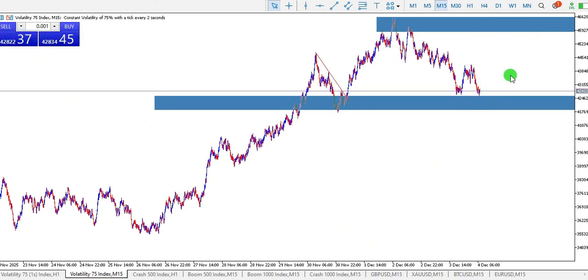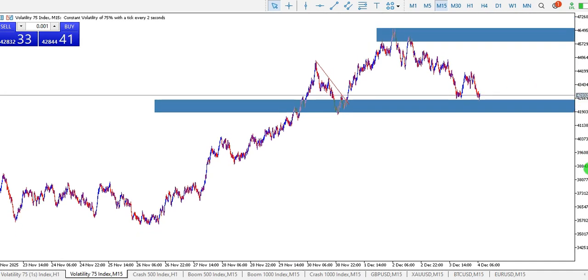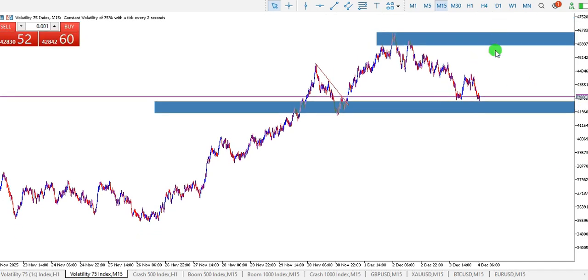But in between, you can see a change of structure to the upside, and you have a long way to go before you get to this. They can go long, but for me, I would just wait for the market to get above the level for longs, or below the level for shorts. So please take note of that, and let's go to the next one.